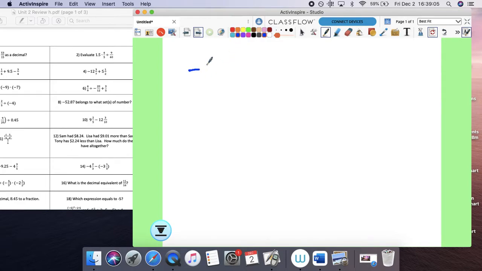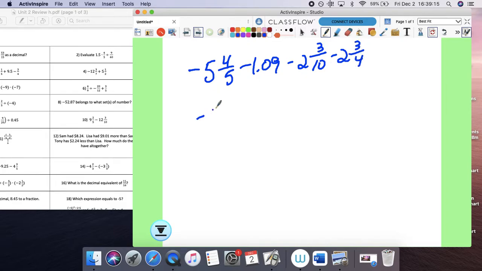Negative 5 and 4/5 minus 1.09 minus 2 and 3/10 minus 2 and 3/4. Negative 5.8 minus 1.09 minus 2.3 minus 2.75. So this is actually a negative minus a negative minus a negative minus a negative, right? So we're going further left on the number line.